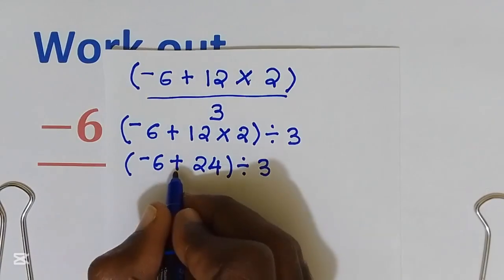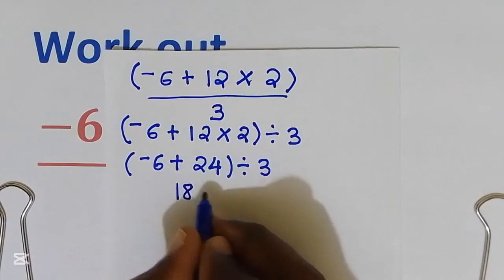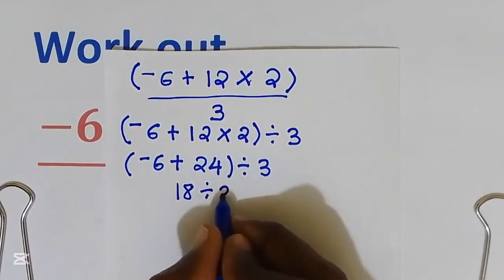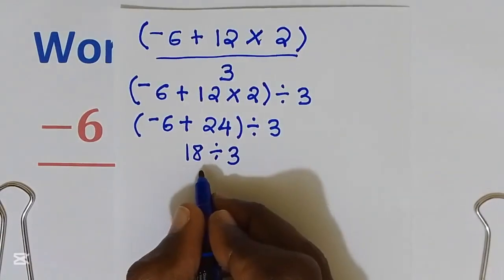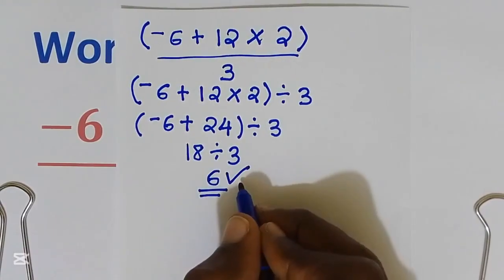Minus 6 plus 24, we get 18. So we have 18 divided by 3. That will give us 6. And this is the correct answer.